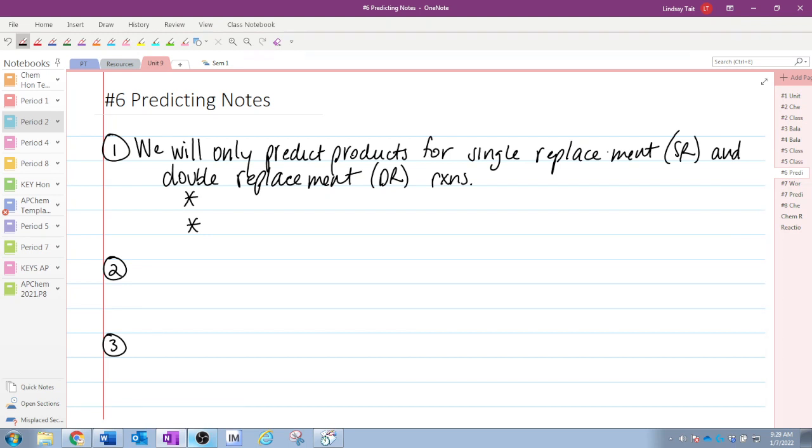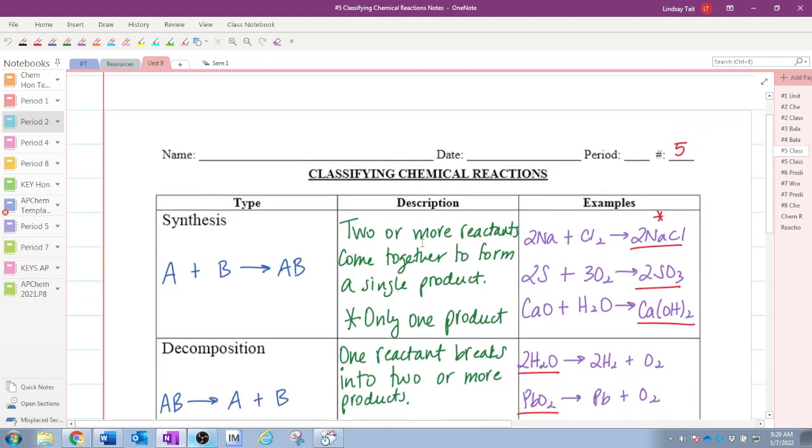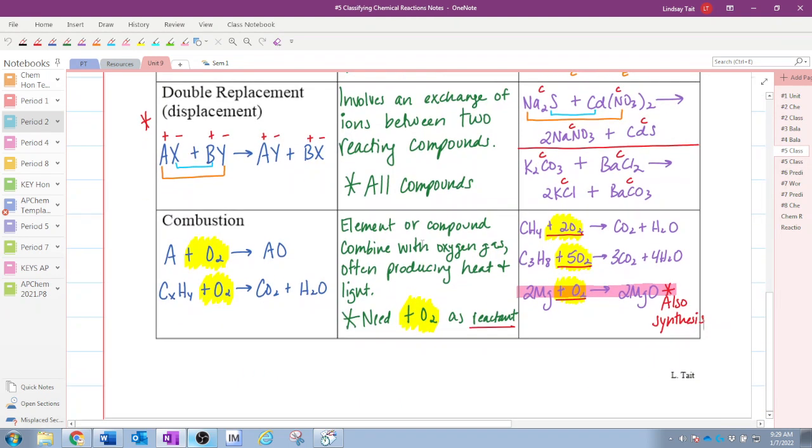Now, I'm not going to have you predict products for a combustion reaction, but there is some language in your curriculum that suggests that you guys should be able to do that. I'm not going to have you predict the products on any of your worksheets because we know from yesterday that combustion that you would be predicting products for would be this hydrocarbon combustion. And there's no trick that you have to figure out what the products are. It's just always carbon dioxide and water.